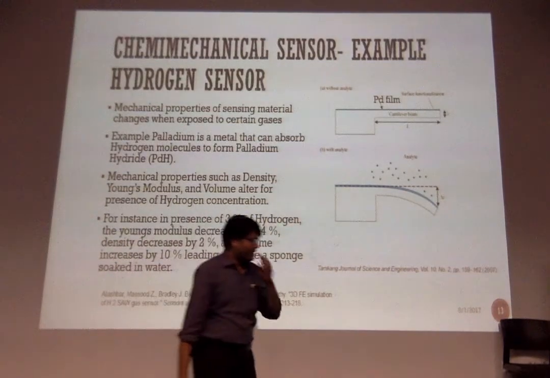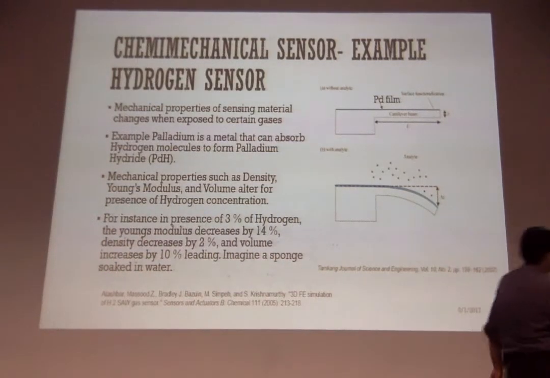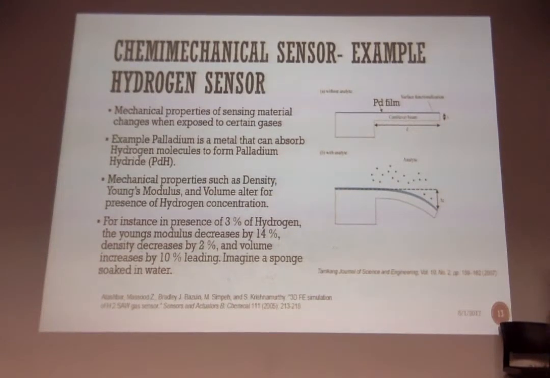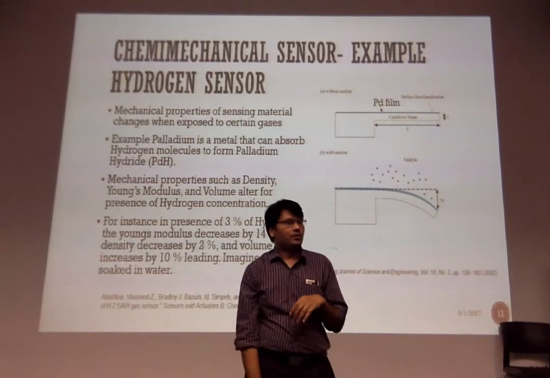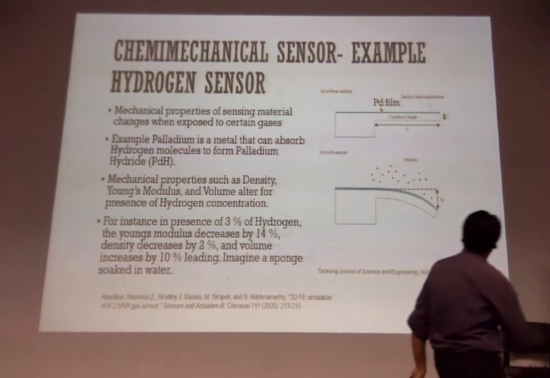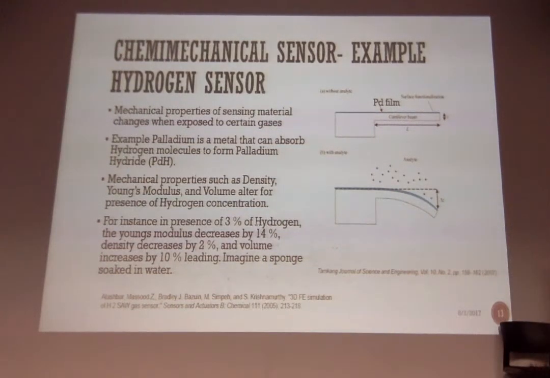The example of chemi-mechanical sensors. So before I go to this topic, I want to start with an example. I think I mentioned this before also. Again, certain metals, for example in this case, palladium. Palladium is a quite expensive material.